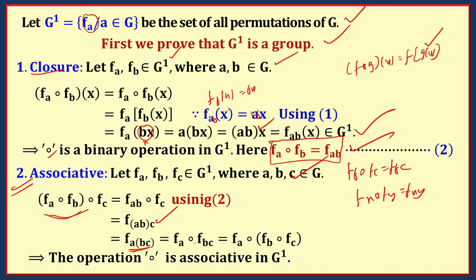Fa circle Fb circle Fc is equal to Fa circle (Fb circle Fc). So LHS, (Fa circle Fb) circle Fc is equal to Fa circle (Fb circle Fc). This is (A·B)·C equal to A·(B·C). This shows the operation circle is associative in G dash.